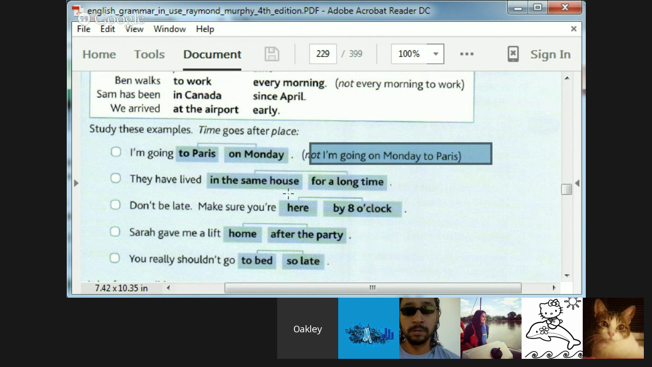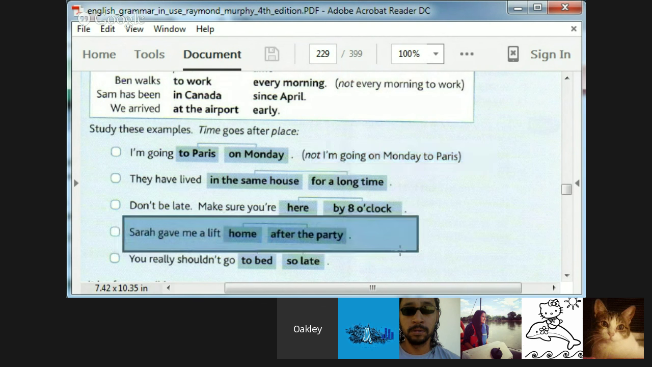Now, moving that time phrase to the front: make sure by 8 o'clock you're here. That's actually okay. But swapping these directly, okay, sometimes that time phrase can be moved around. Next example, Sarah gave me a lift home after the party. See, that's always going to be right, place and time. Sometimes the time phrase can be moved to the beginning of the sentence, before the subject noun: after the party, comma, Sarah gave me a lift home. That sounds perfectly fine as well.